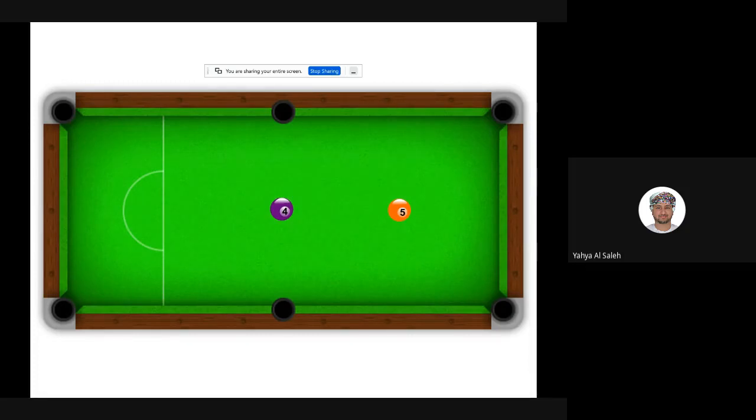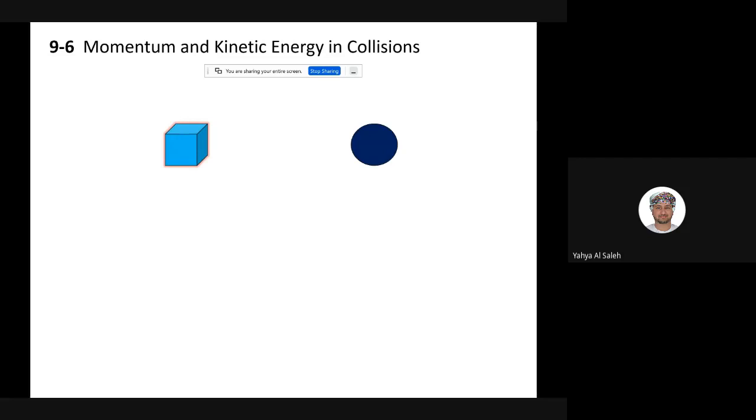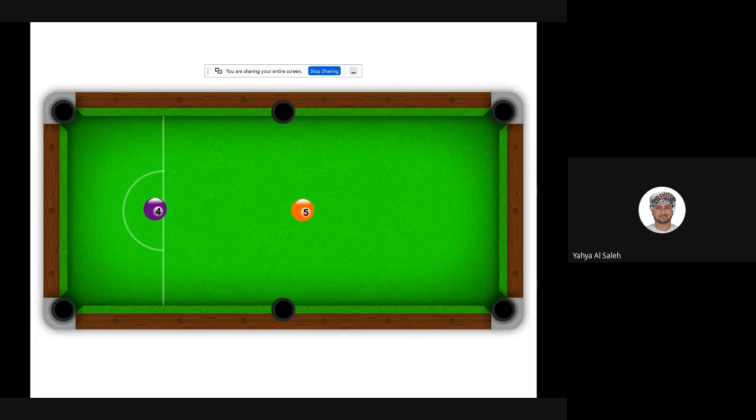So let's get started. We have two balls, purple and orange, 4 and 5. Orange ball comes, hits the purple one, and orange stops, purple moves. Let's look at that again. This is something that happens all the time if you play pool, and there's a reason why that happens. Why is it that when the orange ball stops, the purple one starts moving?